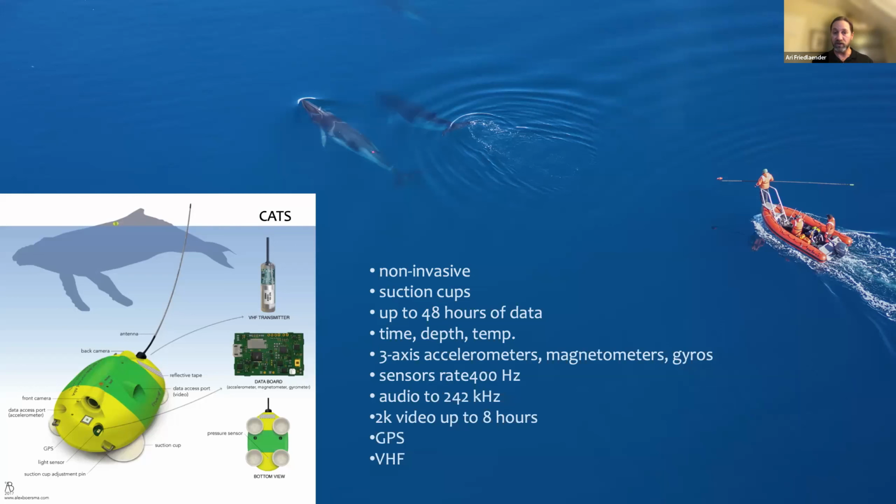I mentioned they collect video and audio. It also has a GPS to geolocate itself and then a VHF antenna. So when the tag does fall off the whale, it floats to the surface. That little antenna waves in the air and it sends out a little signal that we can listen for. We have to pick up the tags and actually offload the data. And then we can recharge the battery, wipe the memory, and deploy these tags again.